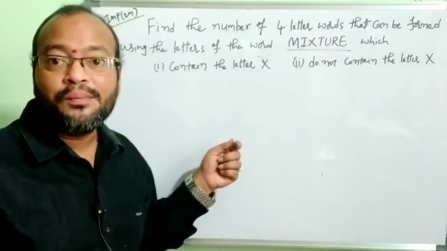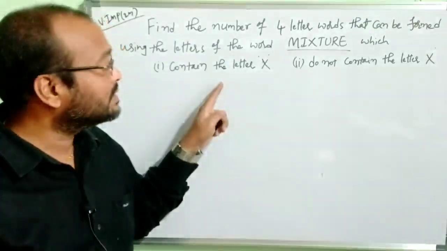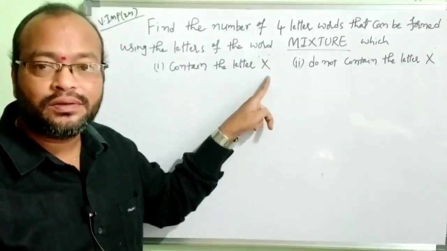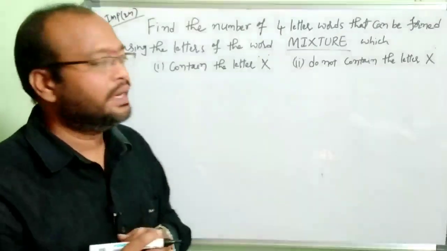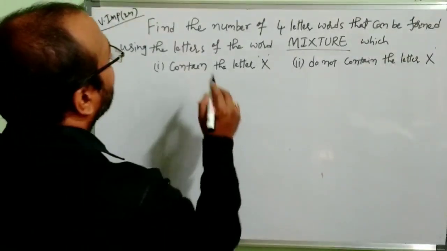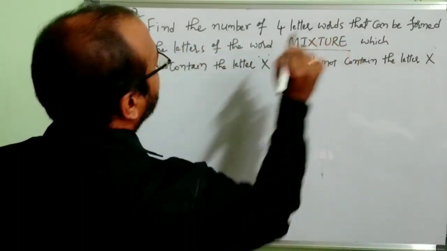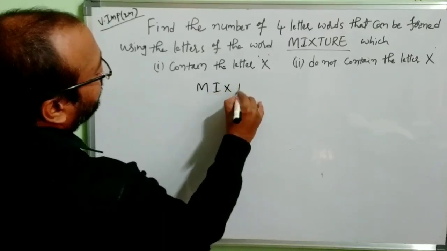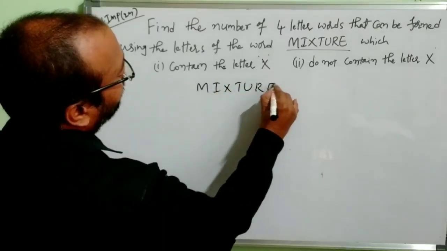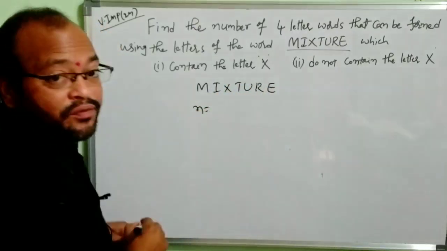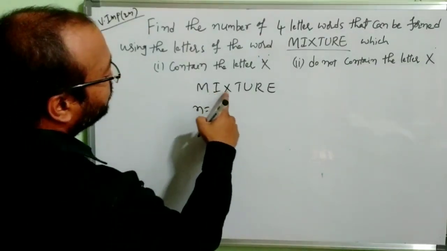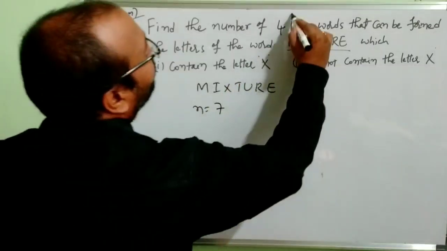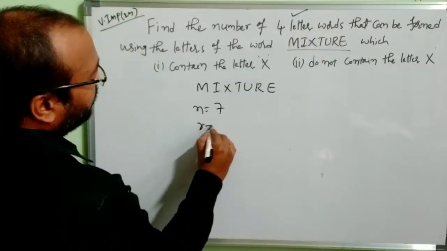Previously we explained the important person. In this problem the important guest is X, so by using X we will solve. First, find the number of 4-letter words. MIXTURE. So N is equal to the number of letters. How many letters are there? 1, 2, 3, 4, 5, 6, 7. What do we want? A 4-letter word. So the R value will be 4.